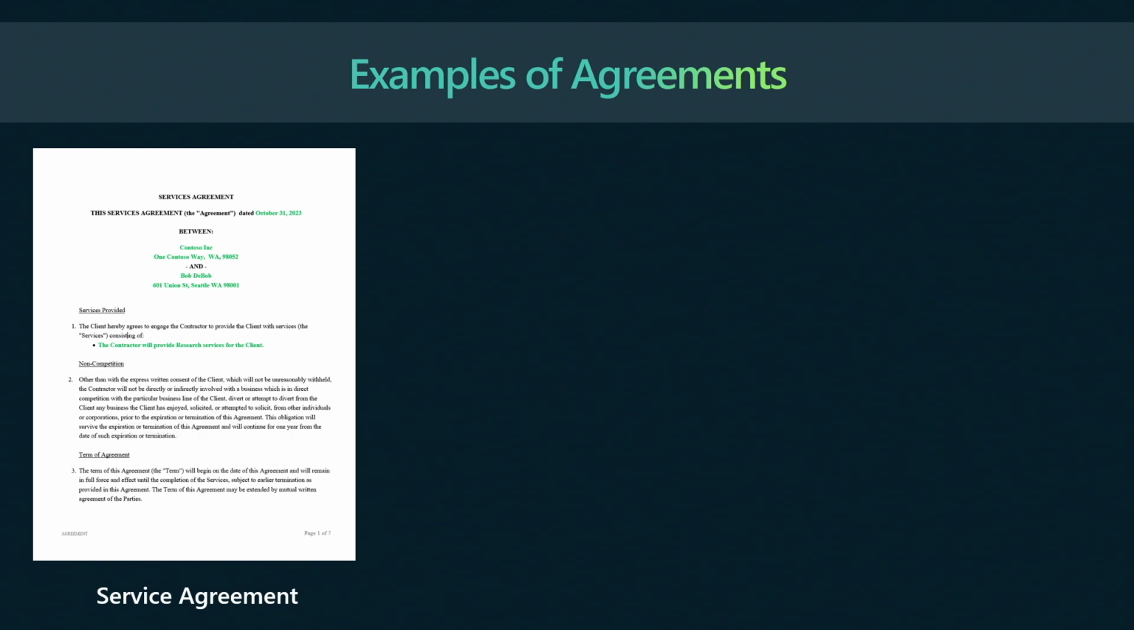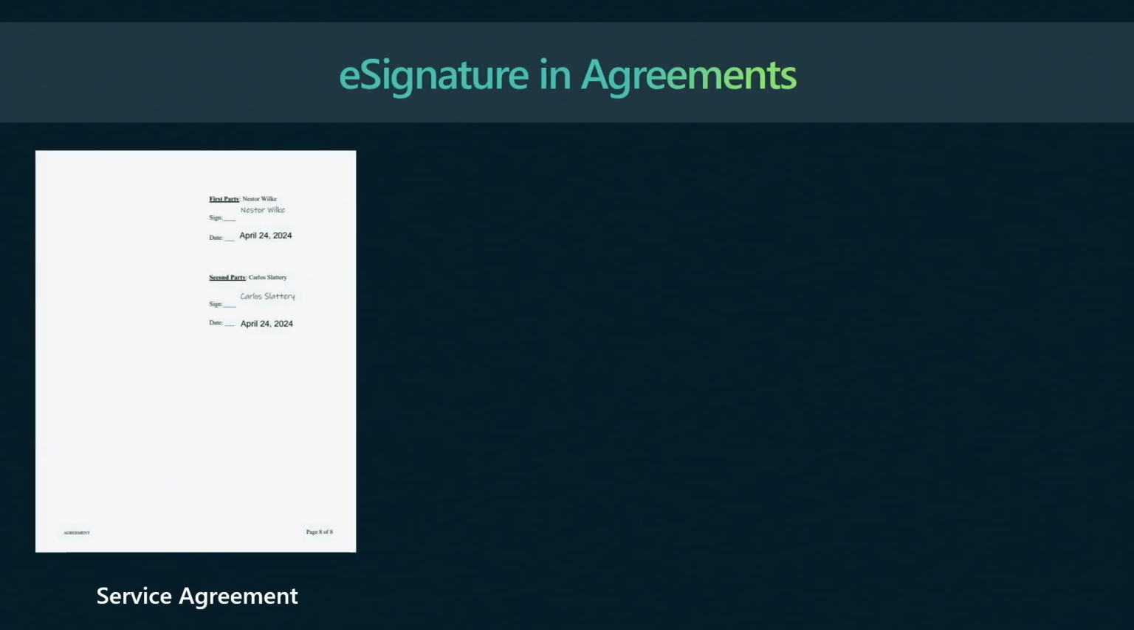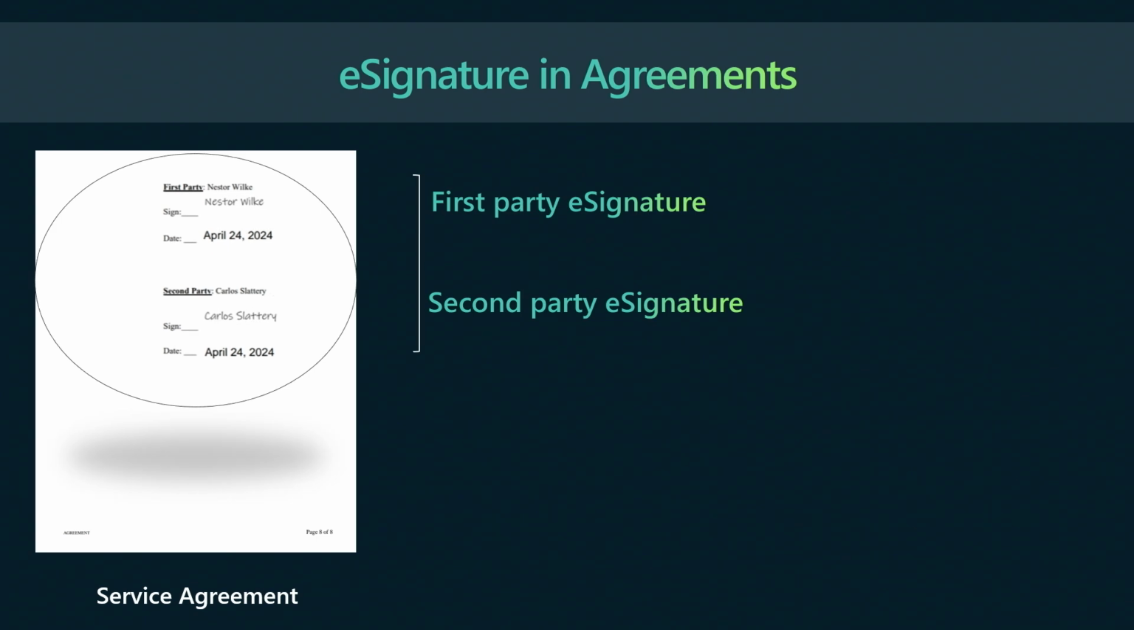And then also, these agreements may have e-signatures. Most likely these agreements have e-signatures, but in case there are proposals, they may not have an e-signature, but most agreements have e-signatures in there. So you have the first party signing the agreement, the second party signing the agreement. So this is what constitutes an agreement.